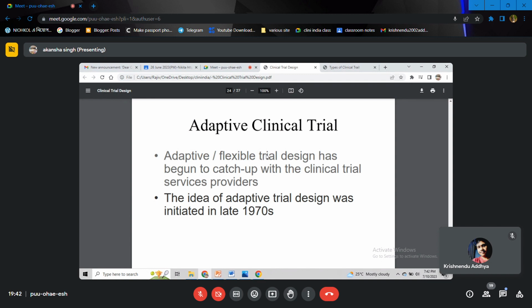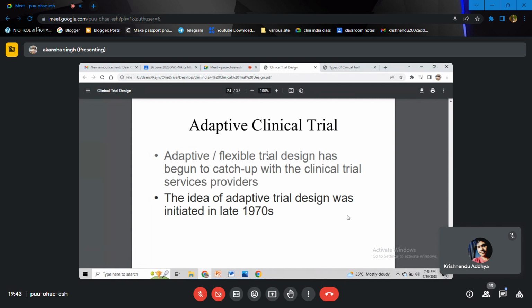Suppose you are conducting a trial, you are giving a test drug. There you will be identifying how effective my drug is and how safe it is. Based on that, if you find that yes, it is giving very good therapeutic benefit, you can increase the patients based on your study, or you can decrease the patients. Or if you want to change certain designs based on the initial results, you can change that. This is called adaptive trial design, which began to catch up with the clinical trial service providers.